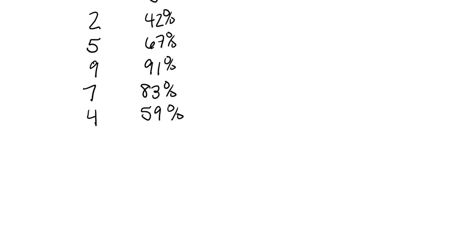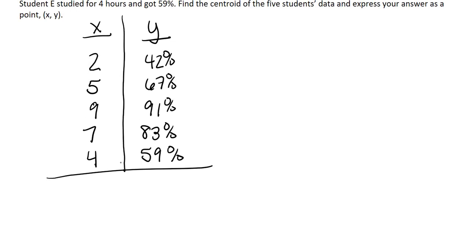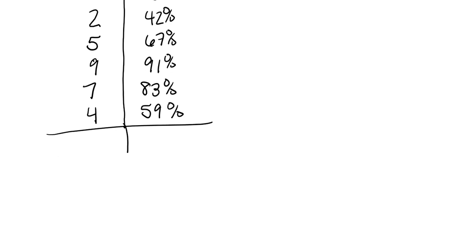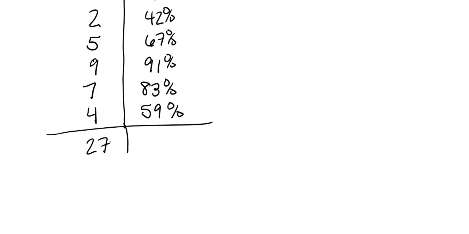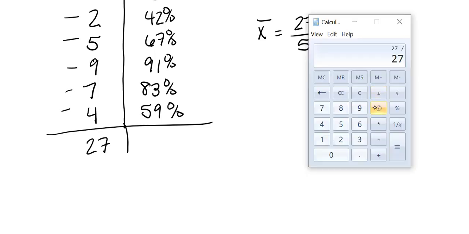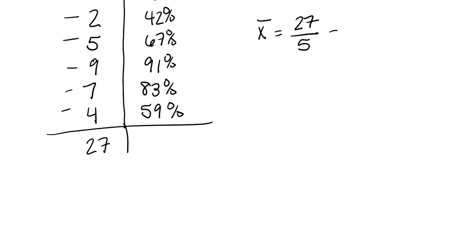So let's go ahead and just add up our x's. We'll get our calculators out. Let's go 2 plus 5 plus 9 plus 7 plus 4, and we get 27. So the sum of x is 27, and to find the average, how many data points do we have? We have 5. So let's go 27 divided by 5, and we get 5.4.